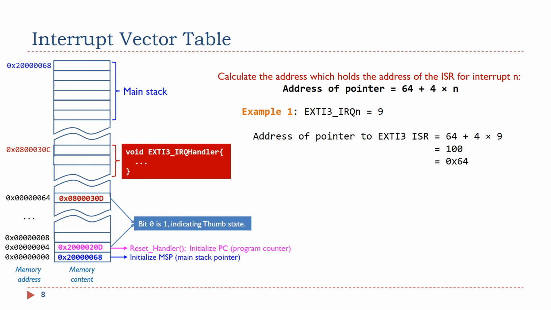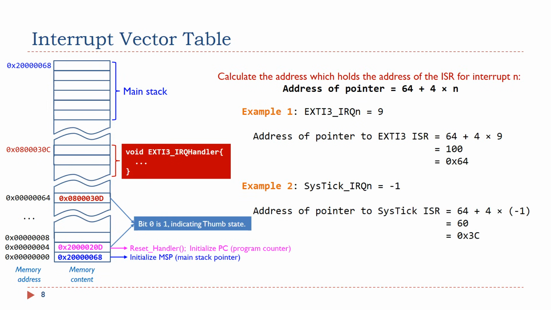Please pay attention that the interrupt number can be negative. For example, the interrupt number of the system timer, SysTick, is -1.